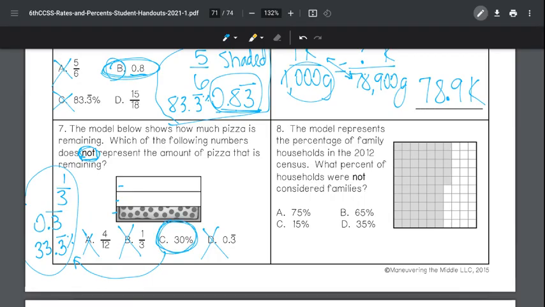Number 8, the model represents the percentage of family households in the 2012 census. What percent of households were not considered families? The colored in part represents the households that were considered families. So all of the white boxes are the percent of people that were not counted as families. So we needed to count our white boxes to figure out our percentage. 10, 20, 30, 1, 2, 3, 4, 5. 35% of people were not considered families in the 2012 census. The answer is D.